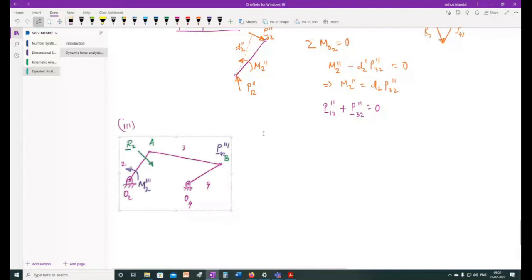Now, the free body diagram should be drawn. Free body diagram of link 4. Let us draw link 4. So this is link 4, and a joint force is active here, P143, and there will be some other joint force. Now, what about this P31? It should be along the link 4.